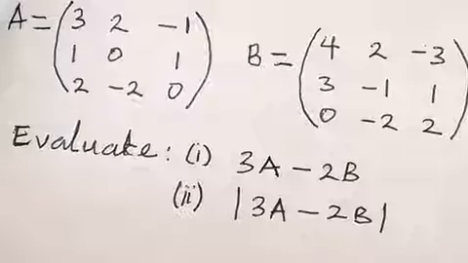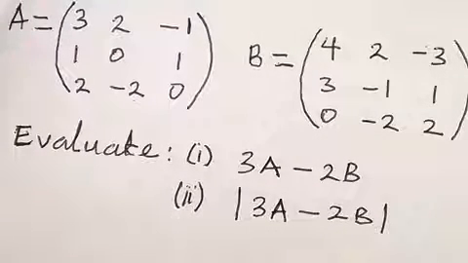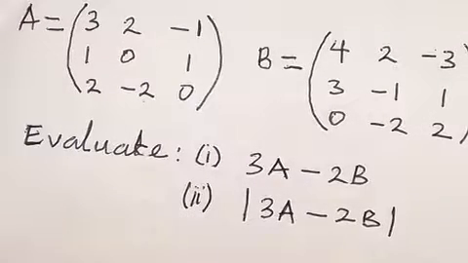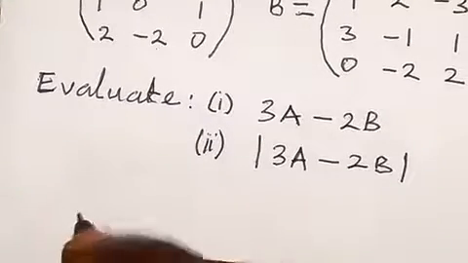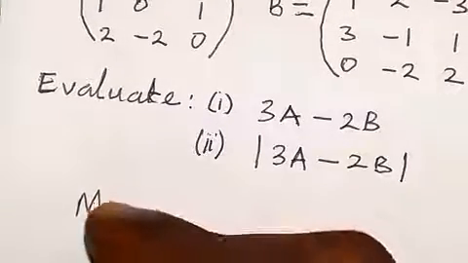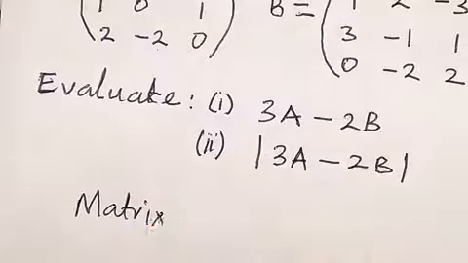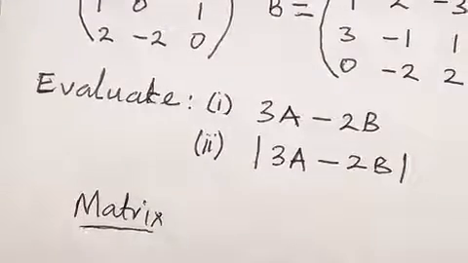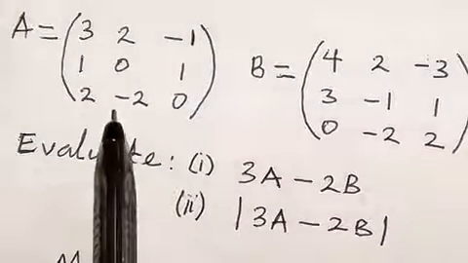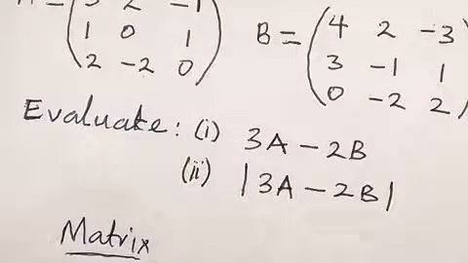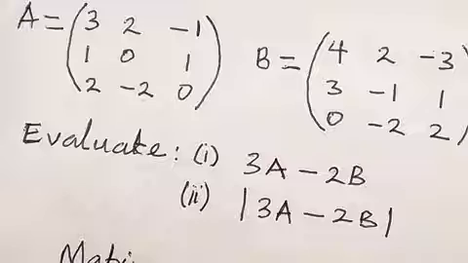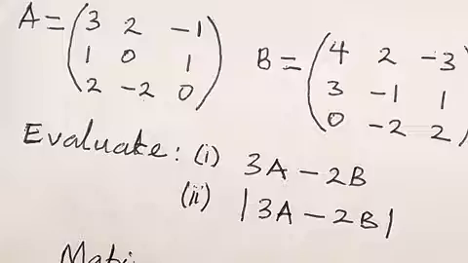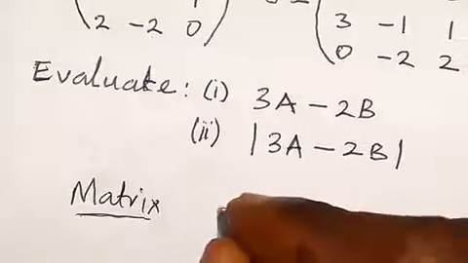Now, let's look at something on matrices before we solve this problem. A matrix in math is a rectangular array of numbers, usually enclosed in a big bracket. As you can see here, a rectangular array of numbers enclosed in a big bracket. And the order of a matrix is very important. We call something order.